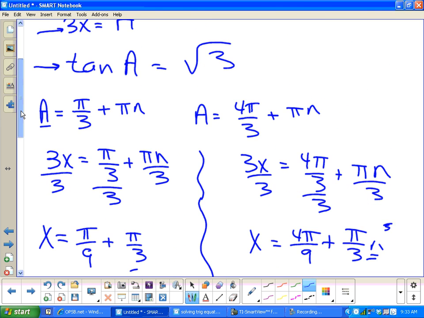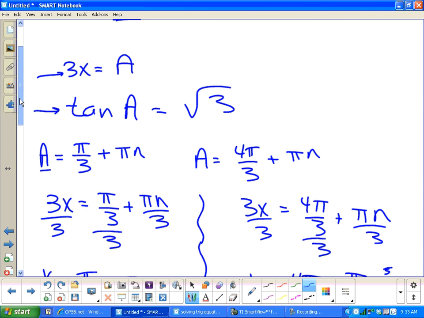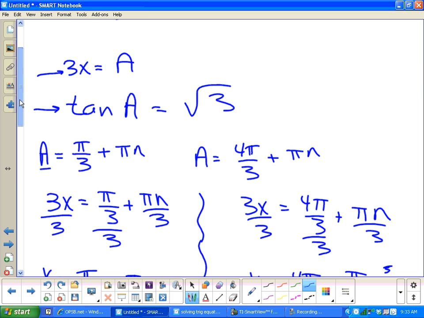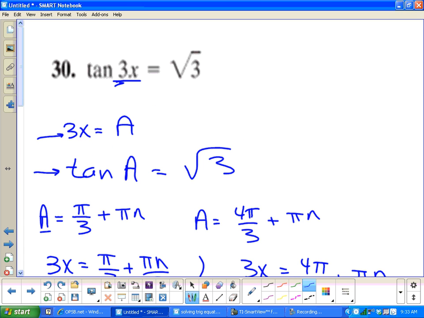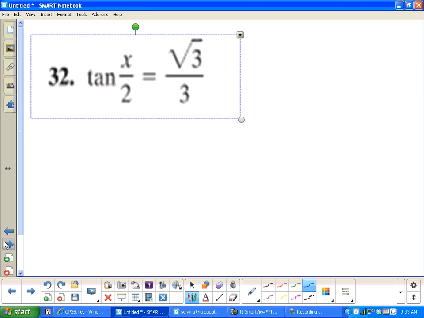Blah. So I don't like this. Okay, so how do you feel about coefficients on your arguments now? Yeah, I don't like them either. Okay, all right, let's do this one.